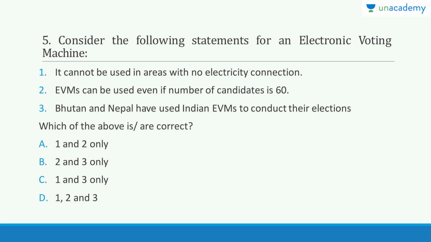EVMs can be used even if the number of candidates is 60. Yes, up to 64 it can be used. Bhutan and Nepal have used Indian EVMs to conduct their elections. This is correct, so the answer is B, 2 and 3.